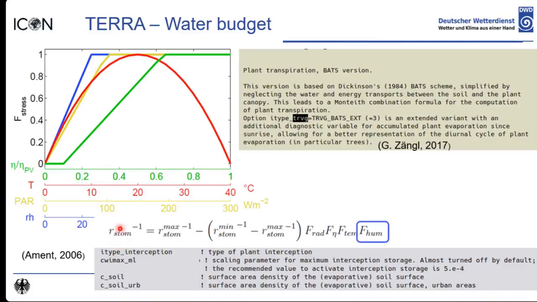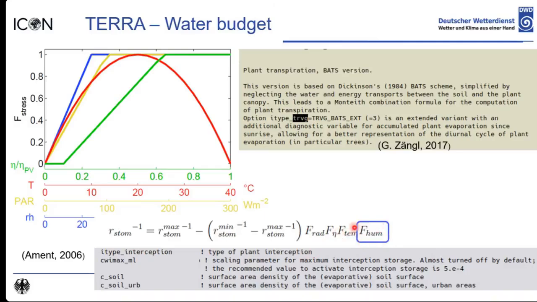There are different stress terms now, and you can see here different curves. These are the flux terms. First of all, it's the radiation. So the sun should be shining at all, and this is this PAR thing. Then there's humidity here.